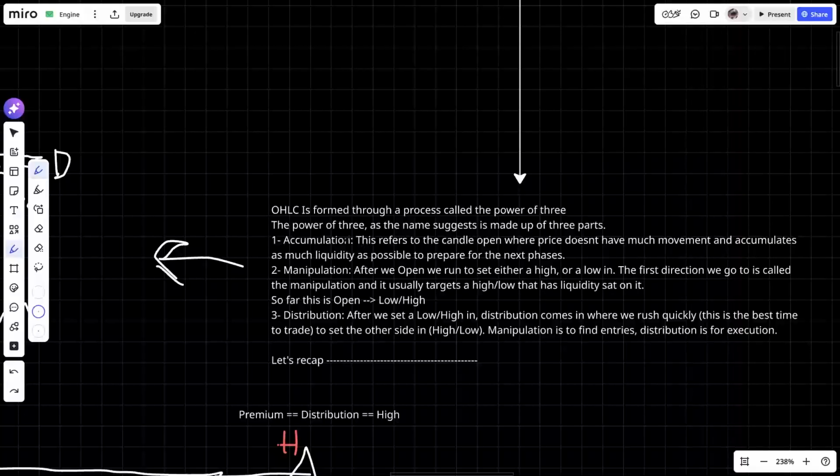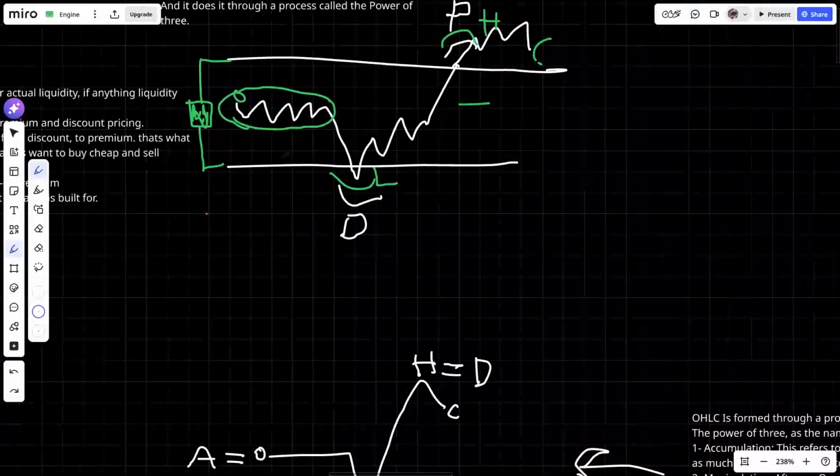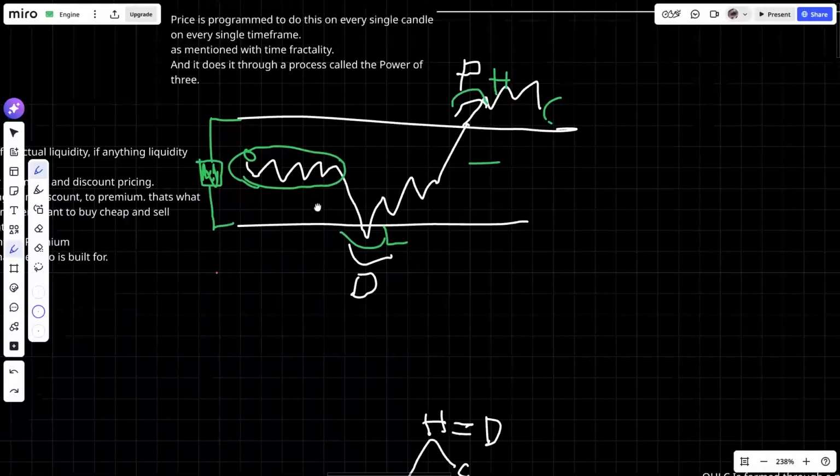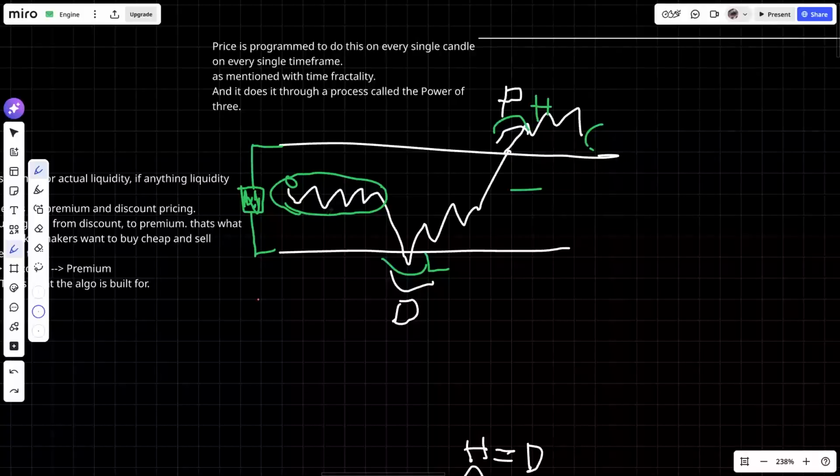So the accumulation is literally just the open. It's what price does before it moves to either the low or the high. And obviously I'm using OLHC as an example, which would form a green candle. But the same thing applies to an OHLC, which is a red candle. Open, high, then low, close.